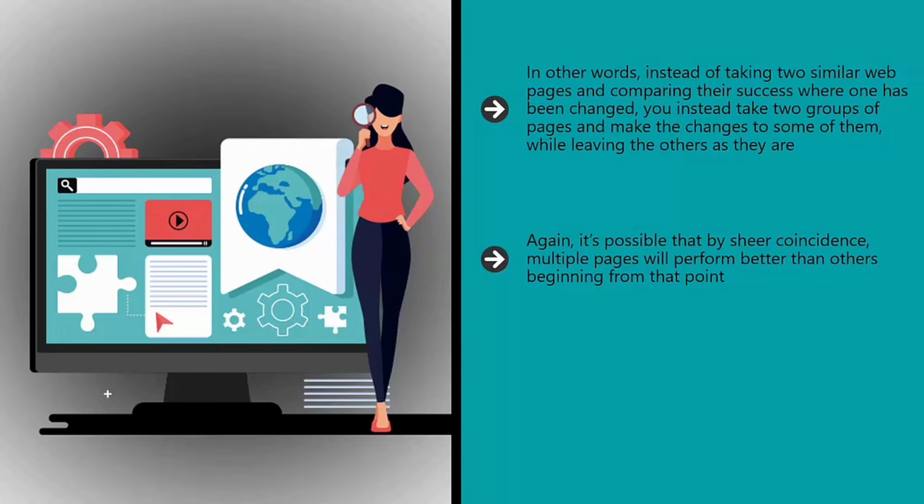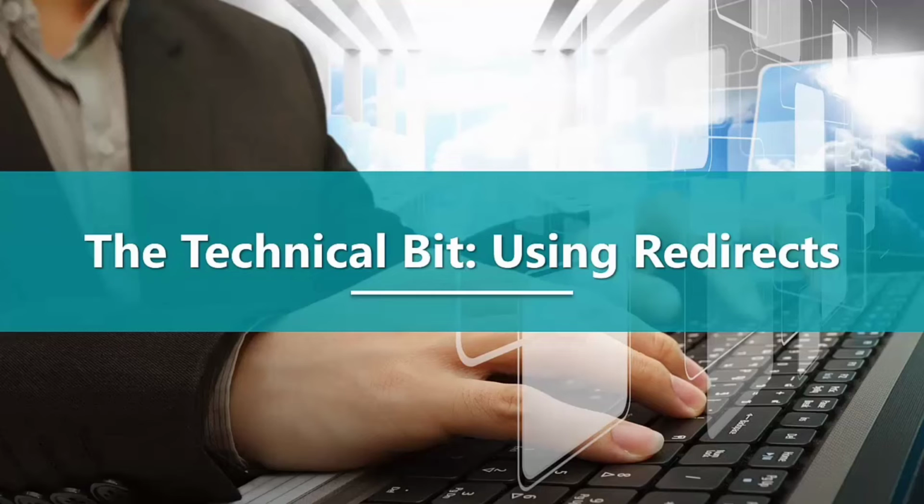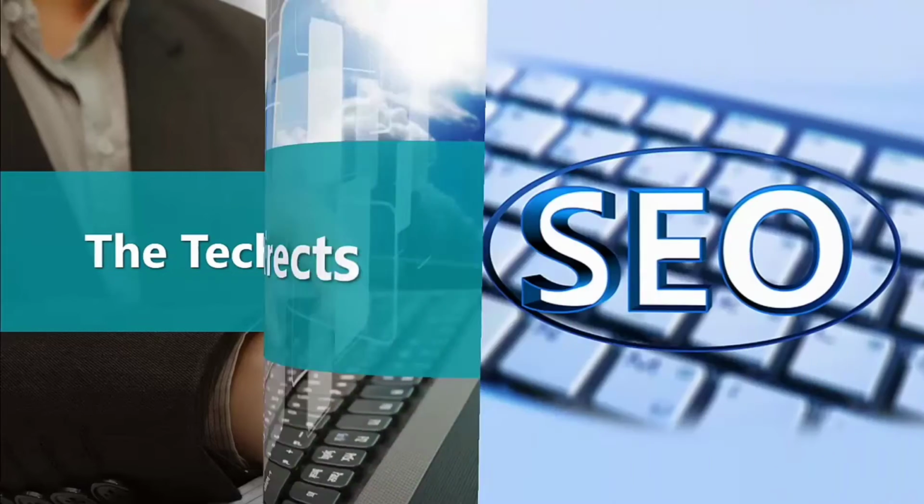But that's when you use the statistical significance tests, comparing the new and the old ranking positions of those in Group A to those in Group B, and then find out if the data suggests an effect. This is the main technique that this training will be recommending for carrying out split tests, and we'll call it the matched pages method. The technical bit, using redirects.